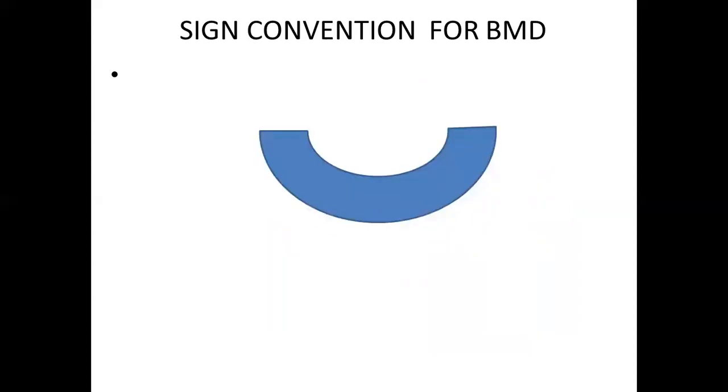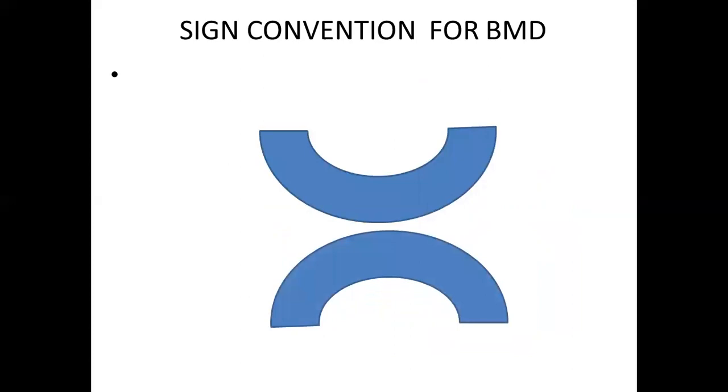Now for bending moment diagram, when a beam bends, it bends in two ways. Either the beam will follow the sagging moment or the beam will follow the hogging moment. These are the two types of moment that the beam will follow. The first one is the sagging moment and the next one is the hogging moment. Now I am passing a section through the beam. That is, the beam has been divided into two parts, one right and the other left.